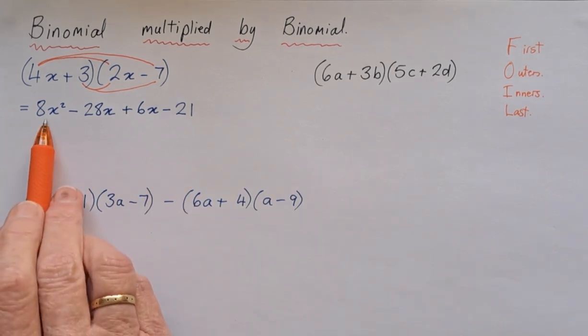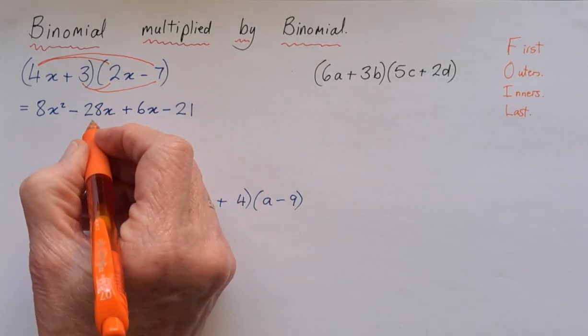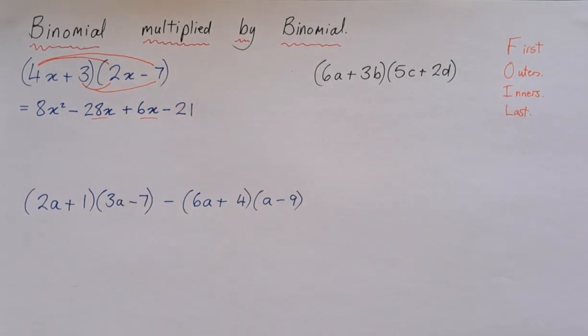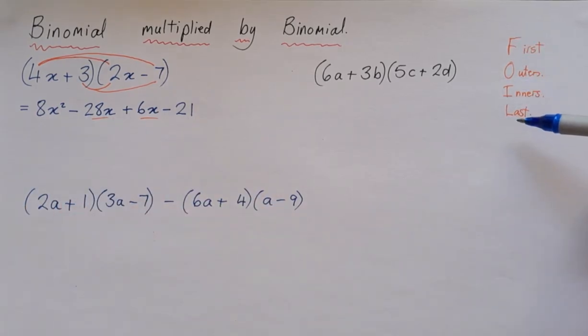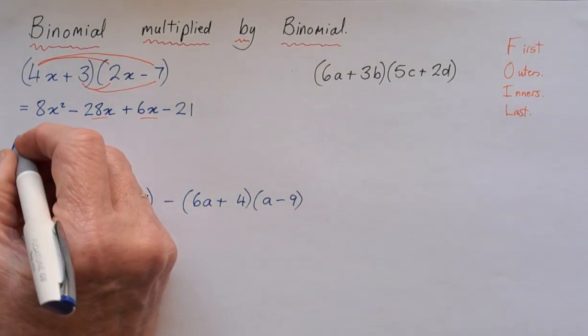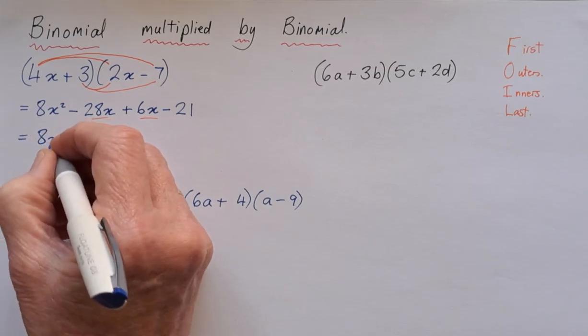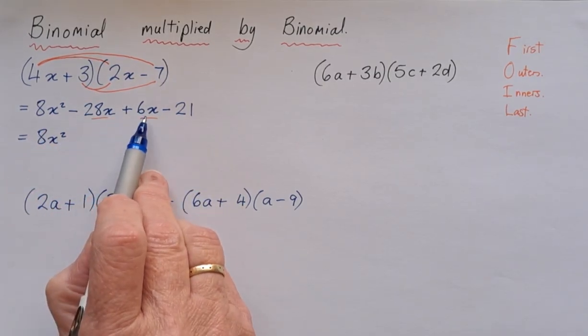So I've got an x squared term. There's no other x squared. I've got an x term and an x term. So those are like terms. And then I have a constant with no other constant. And this is what will happen if you multiply it out in that order. If there is going to be anything that can be added together, they're going to be your outers and your inners. So I've got 8x squared, negative 28 plus 6.